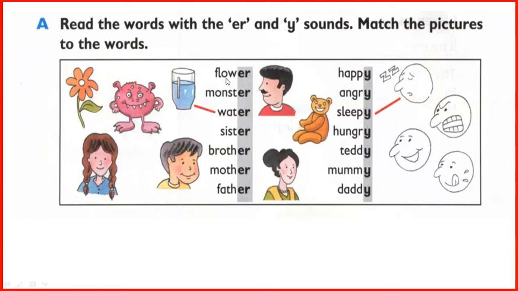Now first we read all these words: flower, monster, water, sister, brother, mother, father. Again, flower, monster, water, sister, brother, mother, father.